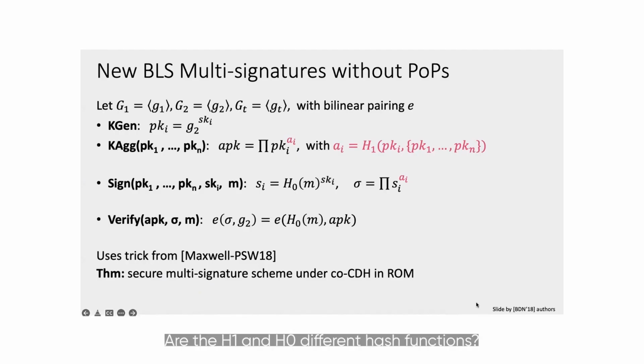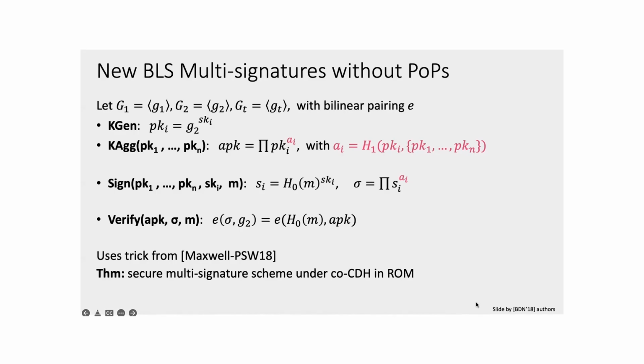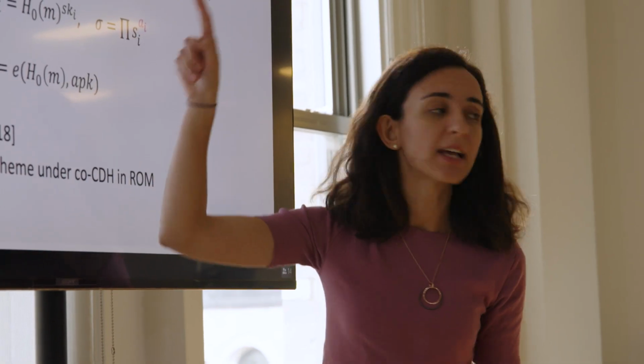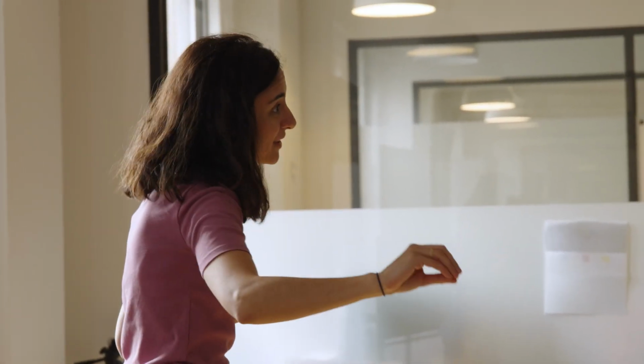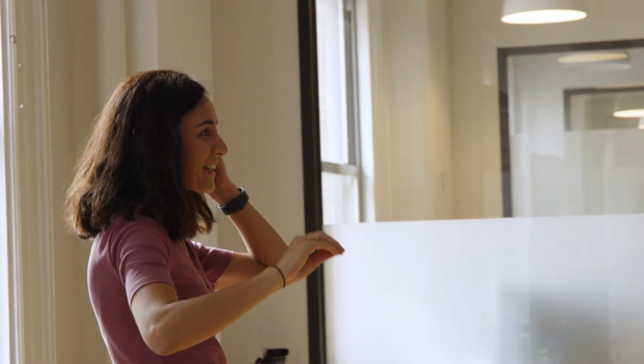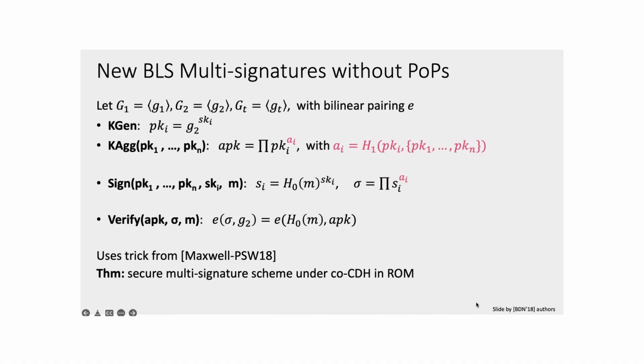So is it important that H1 and H0 are different hash functions? Yes, they are different hash functions. The crucial part with this particular hash function that is used in signing of BLS is that it is a special hash function that maps to elliptic curve points. And this is important, and not every hash function satisfies that. The other is a regular hash function that just maps to an elliptic curve, so there's more flexibility.